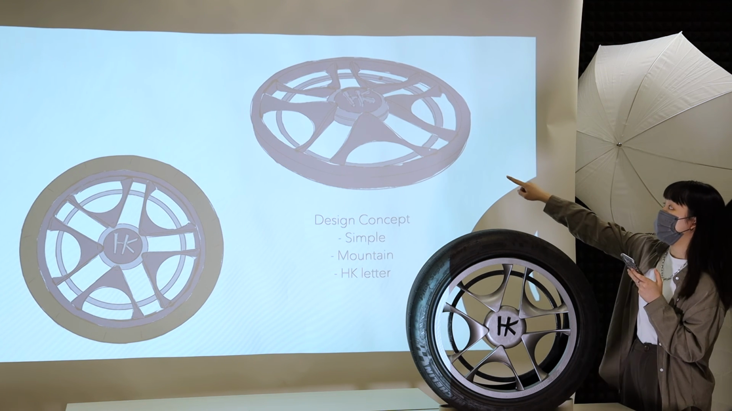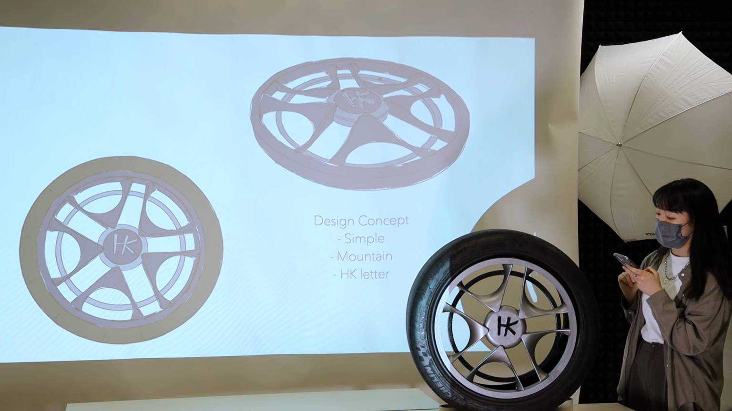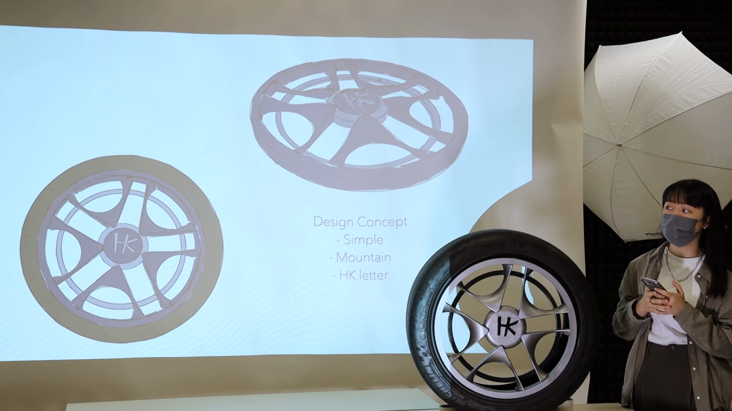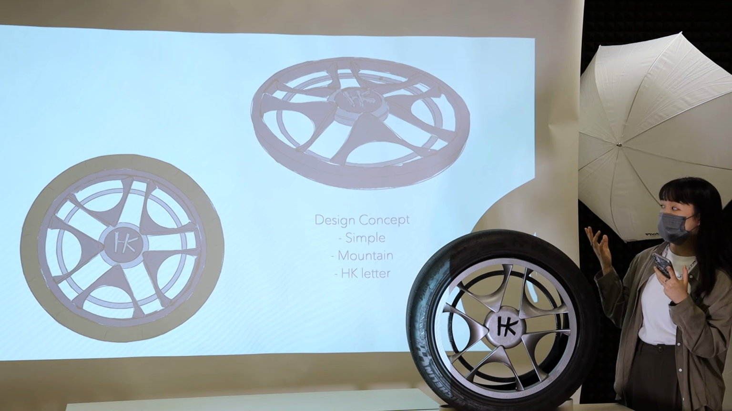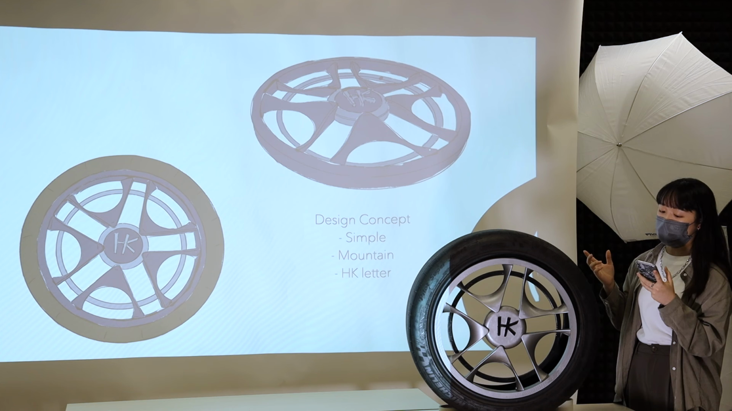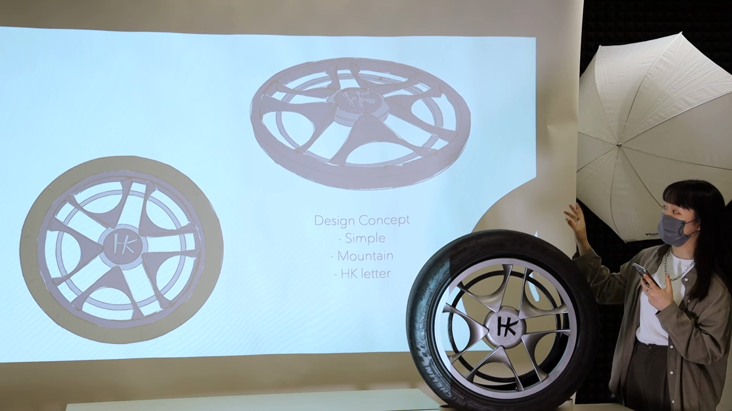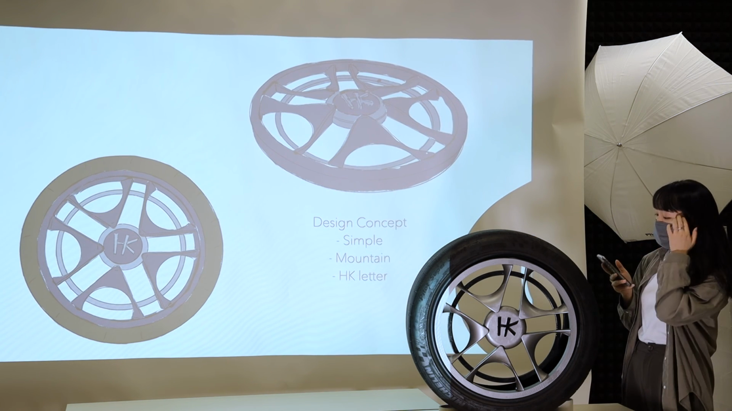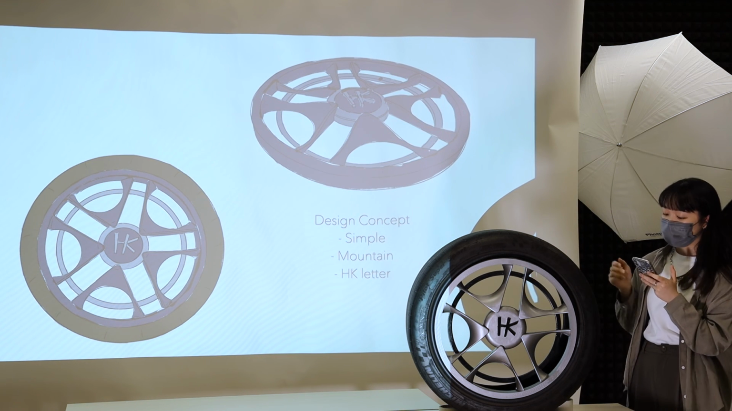So you can see there are some triangles here. They actually represent the mountains, and apart from this, mountains are also quite important to Hong Kong people because nowadays many people like to go hiking to release their stress, and I think the mountain is a place for Hong Kong people to relax. So I chose this as the main element here, and you can also see the HK letters in the middle, which is the logo to more directly represent Hong Kong.